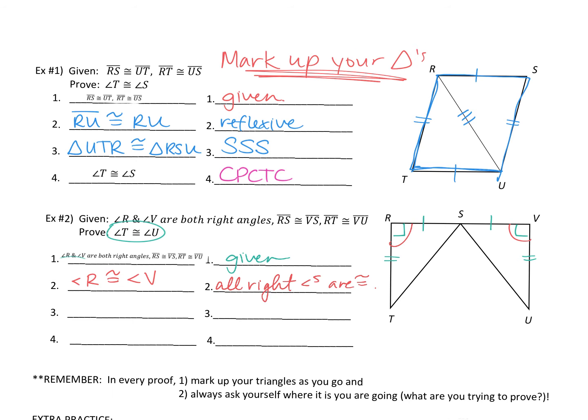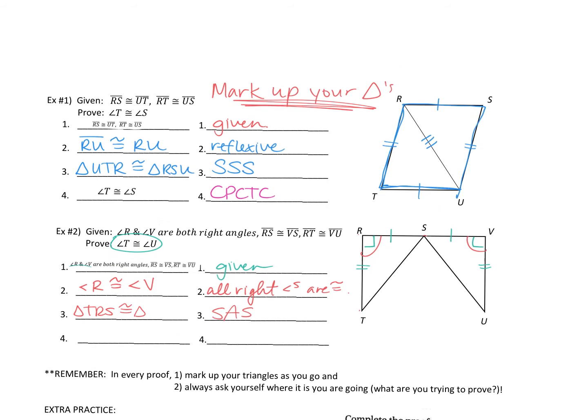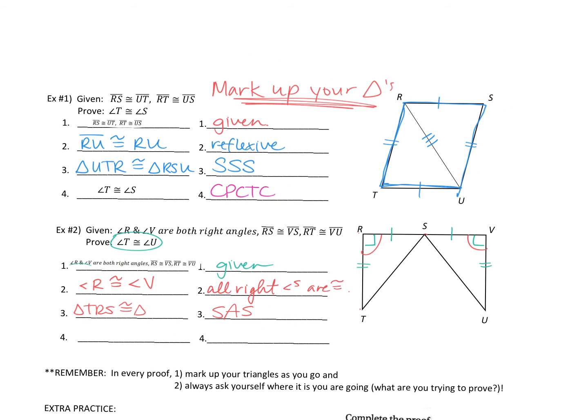Can anyone tell me what we can say next? Look at your markings. Abby. Triangle TRS is congruent to SVU because of SAS. Okay, so it is SAS. Careful how you name your triangles. If you say TRS, what do you have to say? UVS. You have to go in the same order. So through the double and then through the single means through the double and then through the single. So it's got to be UVS by SAS.